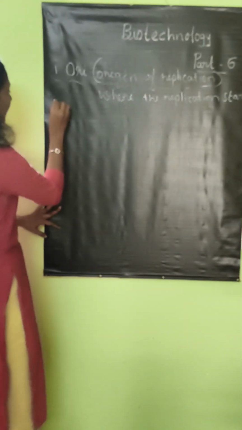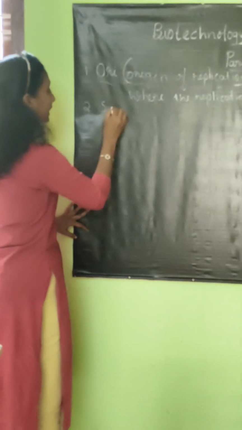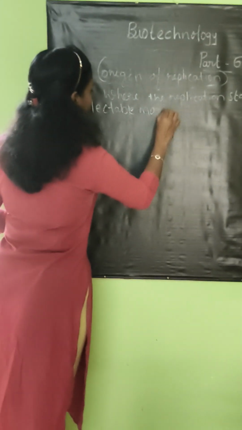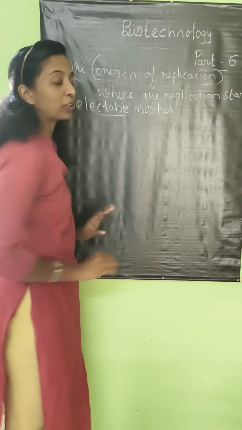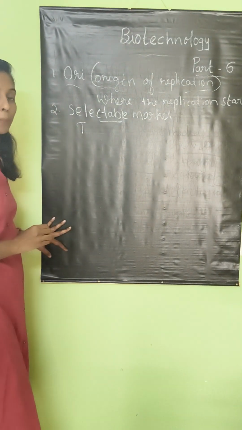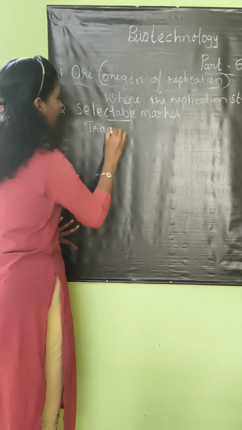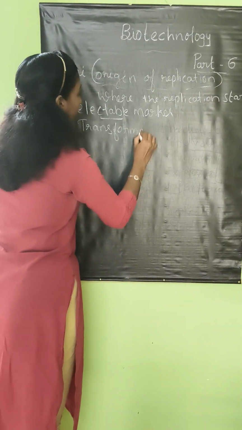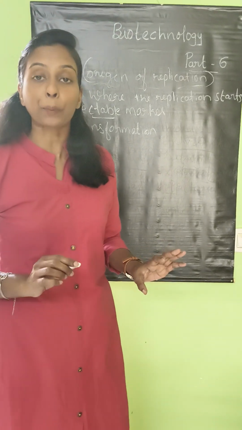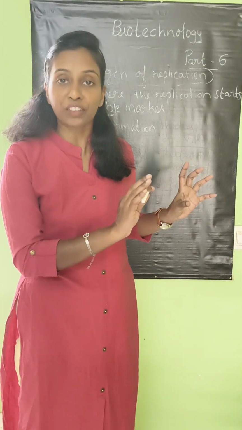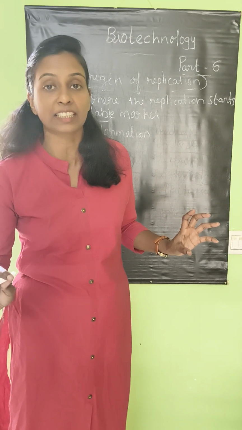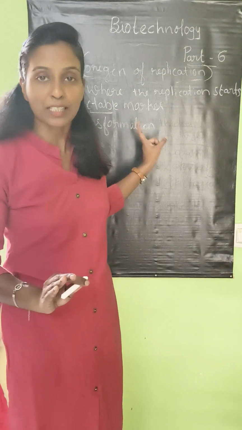The second feature is the selectable marker. What can you understand about the selectable marker? First, let us understand one of the terms used in biotechnology, that is transformation. What is transformation? Transformation is the process where the gene of interest, or the DNA, is inserted into the host.